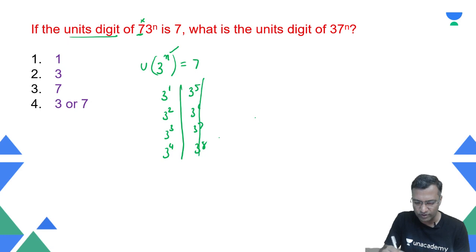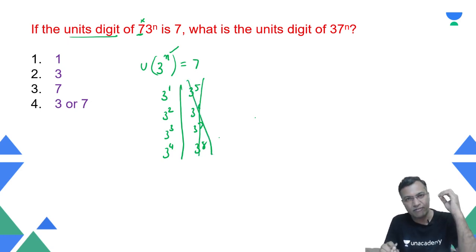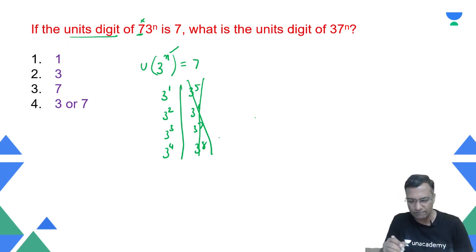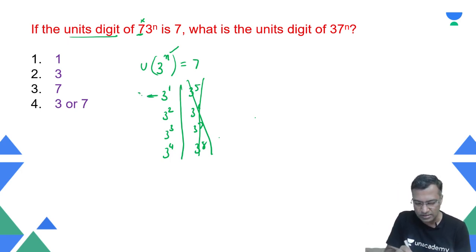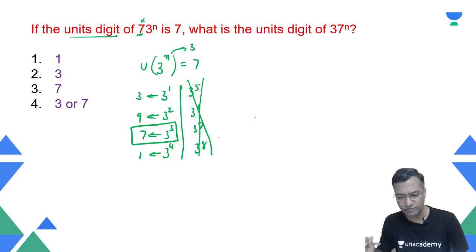So why should I go for the second round of the cycle? First cycle only I will match. Therefore, I will pick the value of n from the first cycle itself. Is it equivalent of 3 power 1? No, because 3 power 1 is nothing but 3. What is 3 square? 9. What is 3 cube? 27, which is 7. What is 3 power 4? 81, which is 1. So what is the value of n? The smallest value of n is nothing but 3.